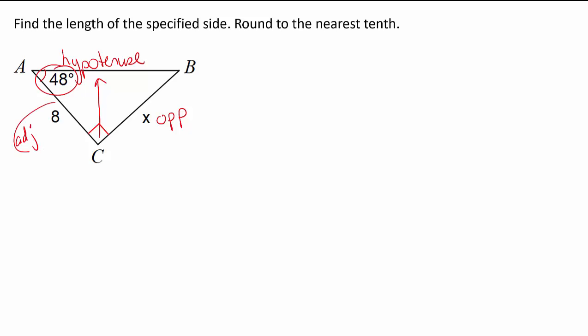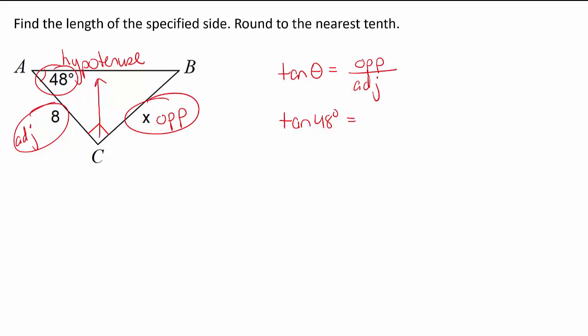Once you identify those, this one has a value and this one has an x, so those are the two we want to use. So think about which trig function has opposite and adjacent in it, and that's tangent. So the tangent of theta is equal to opposite over adjacent. So if you can write that, the rest of it's easy. It's just plugging in, but you need to know your formulas here. So the angle we were given was 48. So tangent of 48 degrees is equal to, opposite is x, that's here, and adjacent is 8.